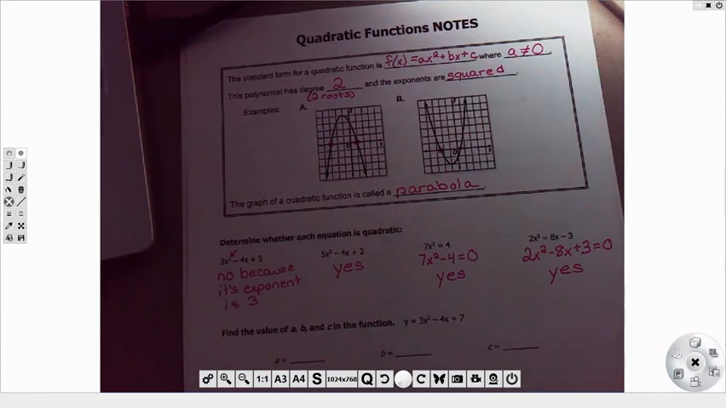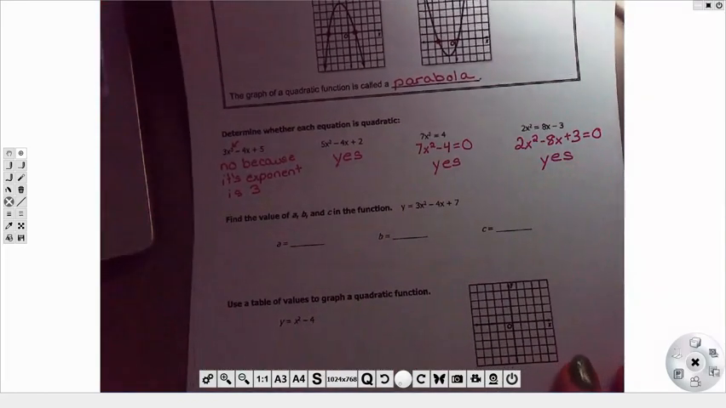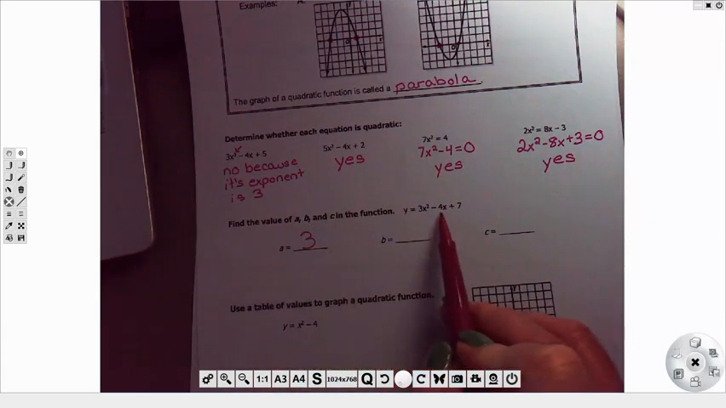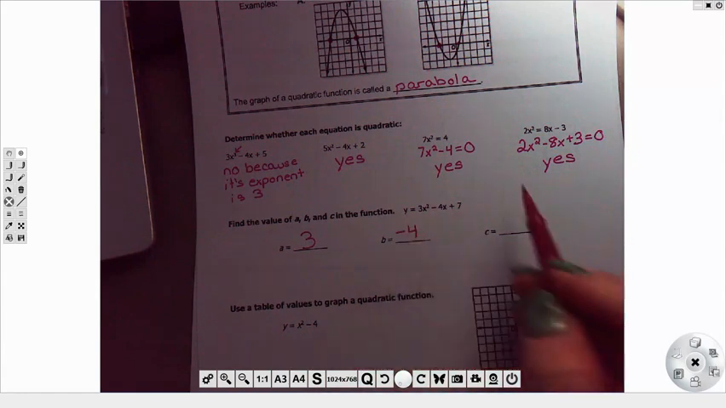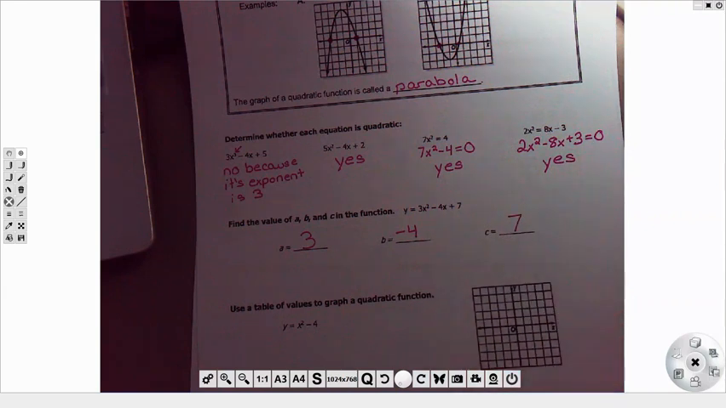Okay. Now, sometimes when we're given an equation, we need to be able to realize what that a, b, and c is. So a is your coefficient to your x squared. So that would be 3. B is the coefficient to our x. That's a negative 4. C is our constant, which in this instance is 7.